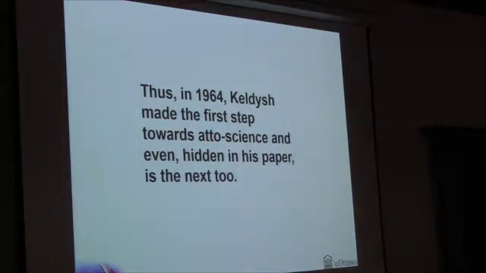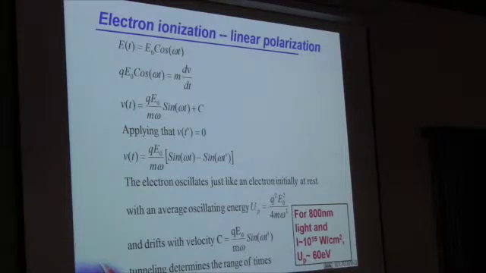So, thus in 1964 he made the first step towards attosecond science, I think. And even hidden inside his paper is the second step. He never commented on it. I don't know how much he thought about it. And the second step was to say, what happens to the electron after it's created? I won't go through these equations. They're relatively straightforward. They're just F equals ma.